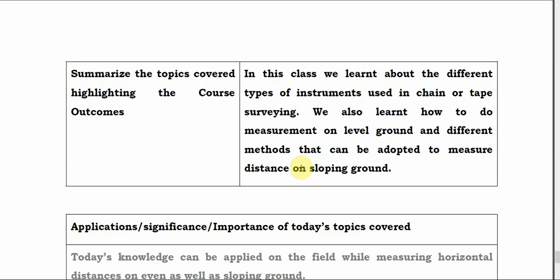So the most important thing to remember is that when you are measuring distance on sloping ground, if you are holding the tape along the ground, you are measuring sloping distance. But if you want to draw a plan or a map, you should measure the horizontal distance. Hence, the tape or the chain must be held horizontally. It shouldn't be held along the sloping ground. So please remember this.